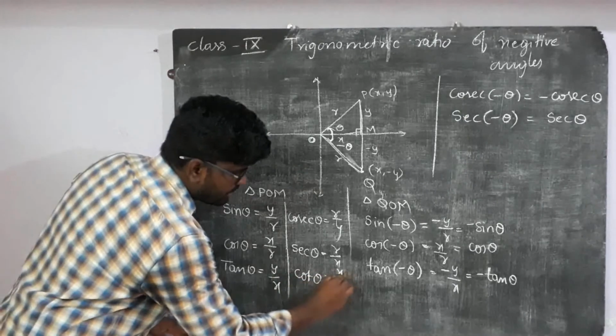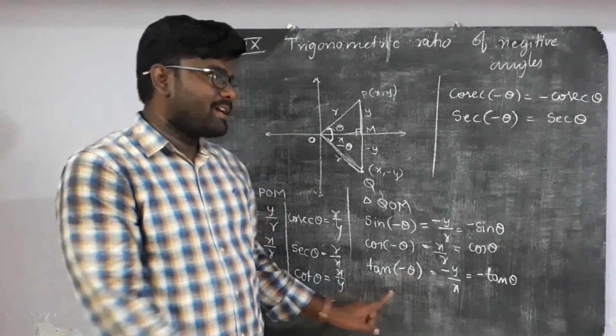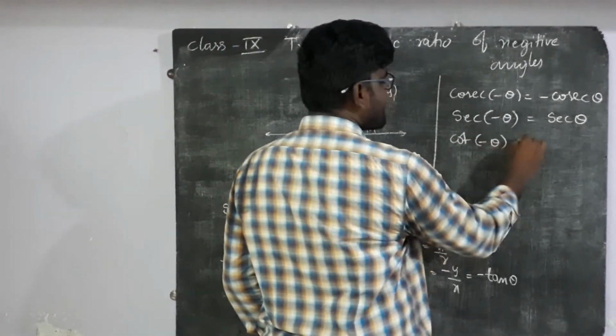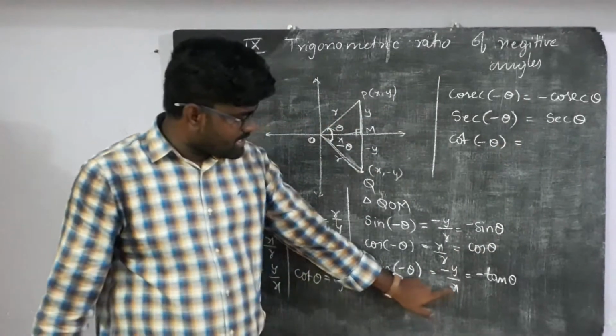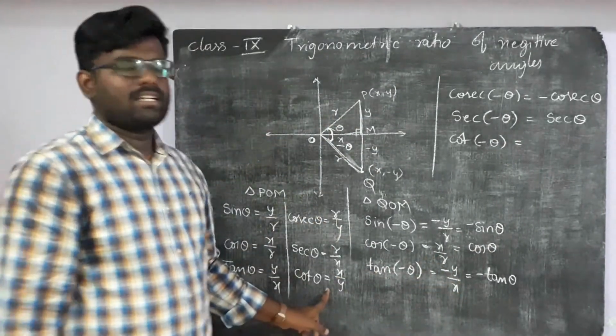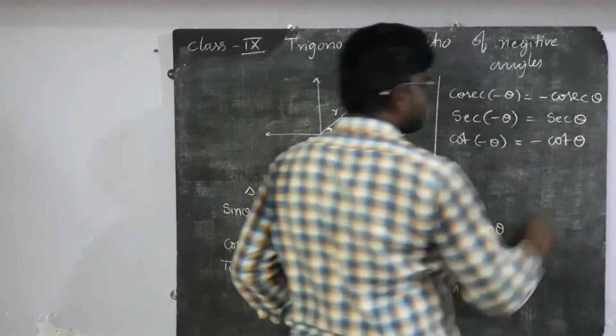Cot theta is equal to x by y, we are getting. When you take the reciprocal of tan minus theta, tan minus theta reciprocal is cot minus theta. Cot minus theta reciprocal means minus x by y we are getting. Minus x by y means cot theta, that means minus cot theta. What do you observe here?